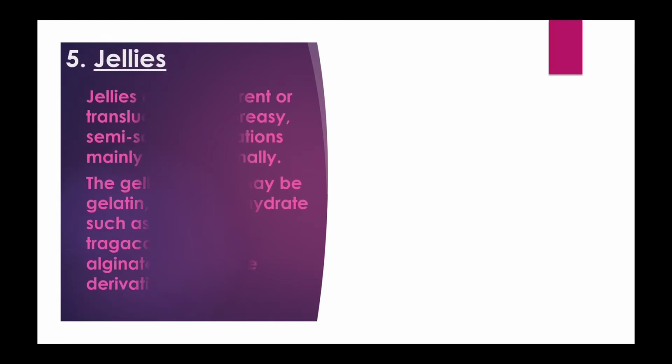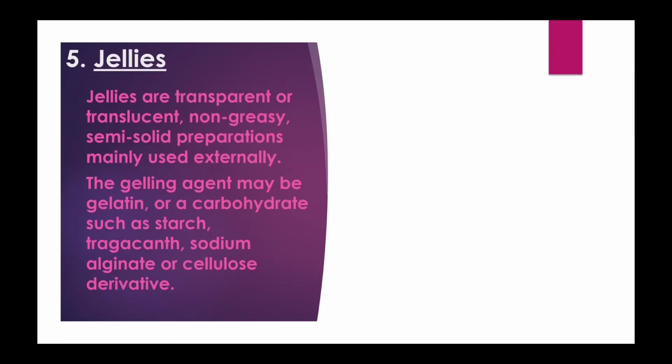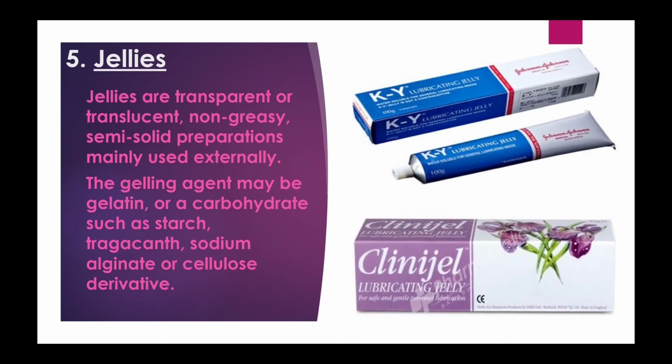Next we'll see jellies. Jellies are transparent or translucent non-greasy semi-solid preparations mainly used externally. The gelling agent may be gelatin or a carbohydrate such as starch, tragacanth, sodium alginate or a cellulose derivative. Let's see examples. Examples are KY lubricating jelly or Clinigel lubricating jelly. These both are examples of jellies.